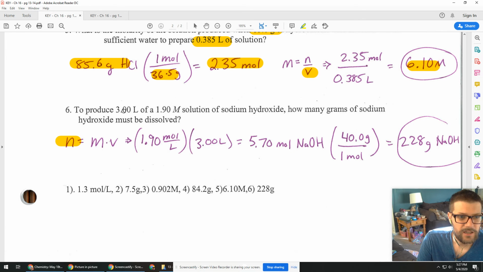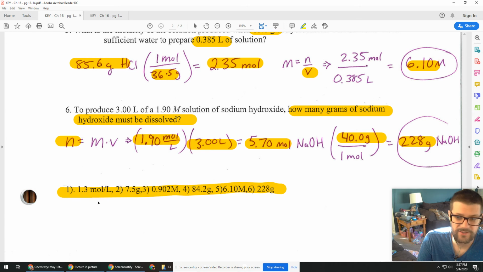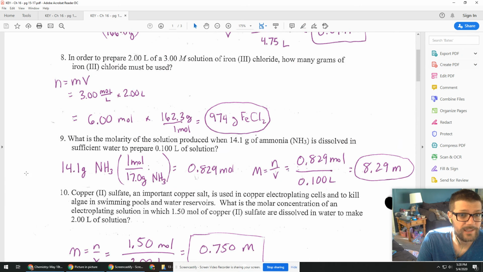Number 6, how many grams of sodium hydroxide must be dissolved? Again, very similar, not a crazy amount of variety here. We're going to take our molarity, multiply it by our volume to get the number of moles, multiply it by the molar mass to get the number of grams. You can see all those answers are down at the bottom of your page as well. This detailed key will be available as a PDF on Classroom.